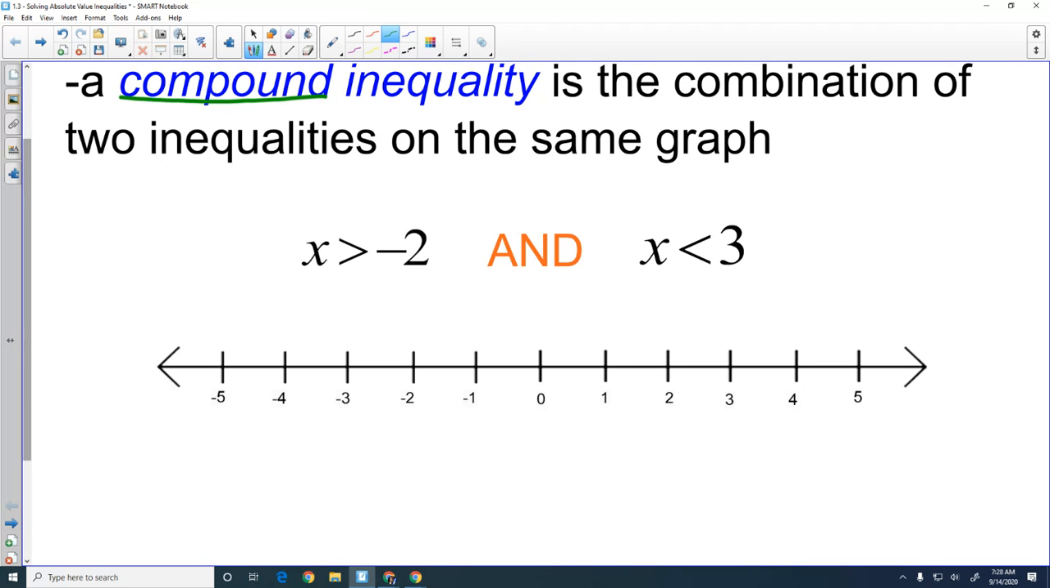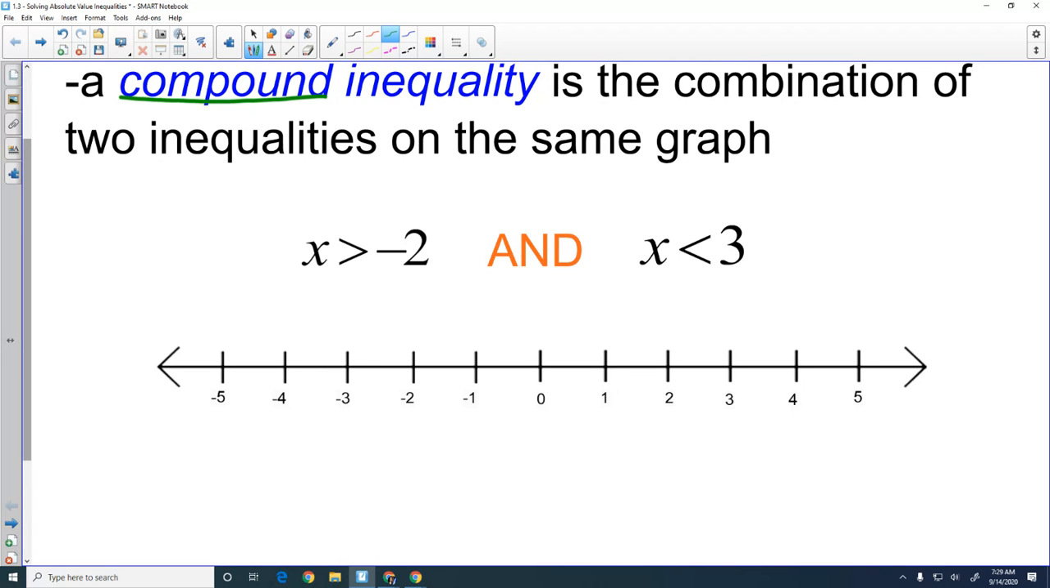For example, if I wanted to graph x is greater than -2 and x is less than 3, I want to graph both of these on the same number line. And basically, I'm going to be shading in part of the number line with my pen. And the part that I shade in has to be all the values of x, basically like the solution area, that makes not just one inequality true, but both of them.